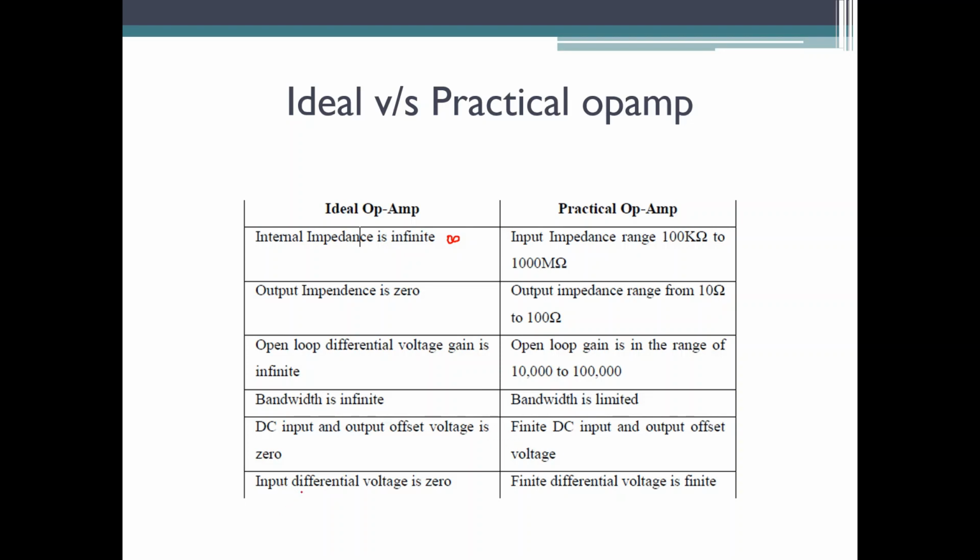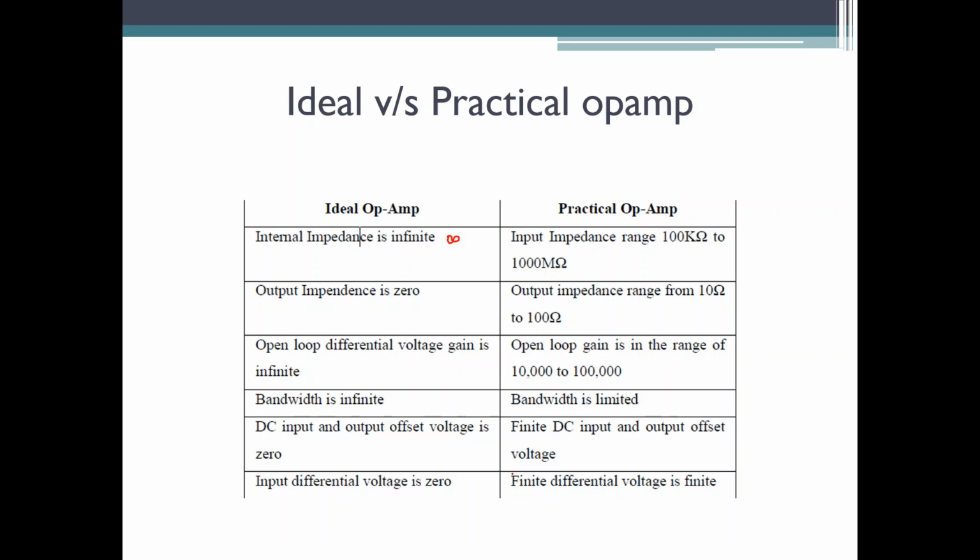And input differential voltage is 0, whereas in case of the practical op-amps, it will have some finite values. It will not be 0. When I speak about input differential voltage, we expect the voltage applied to the op-amp to be 0, because in case of my ideal op-amps, the input impedance is infinite. If the input impedance is infinite, obviously the input differential voltage will become 0. But in practice the input impedance is very high but finite, so the differential voltage will be very small. It is not practically 0.